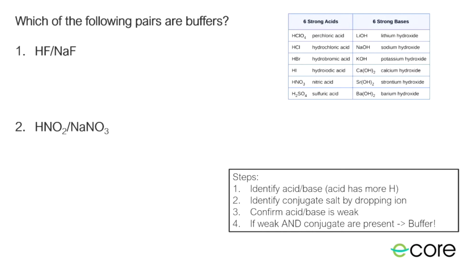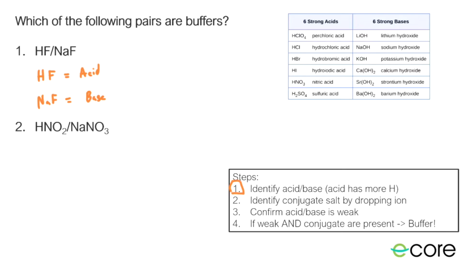Well, in our first pair, we have HF and NaF. Let's take a look at our steps to figure out if it's a buffer. Step 1, identify the acid and the base. Okay, so we're going to identify the acid and the base. Well, when I look at HF and NaF, which one has more hydrogens? That's right, HF. So that's going to be the acid. So HF is my acid, and that means NaF is going to act like my base. All right, so we've identified the acid and base.